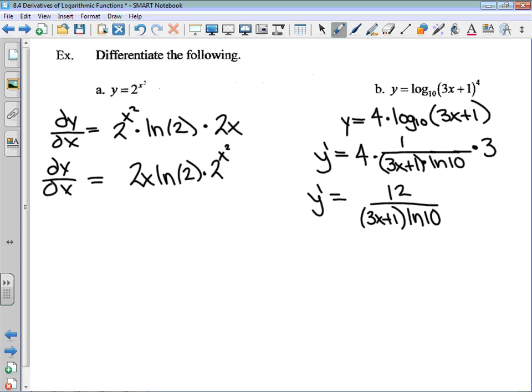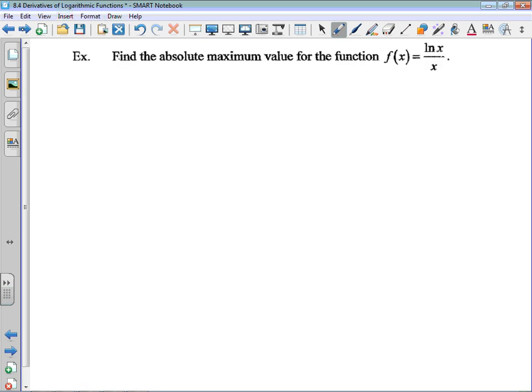Last one here for this lesson. It wants us to find the absolute max value for this function, ln x over x. I'm not going to change it. Let's use the quotient rule instead. If we're going to find the absolute max, what we need to know is the derivative, because the derivative sign chart is going to help us with that.